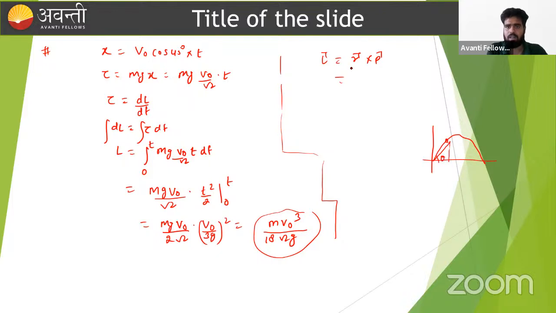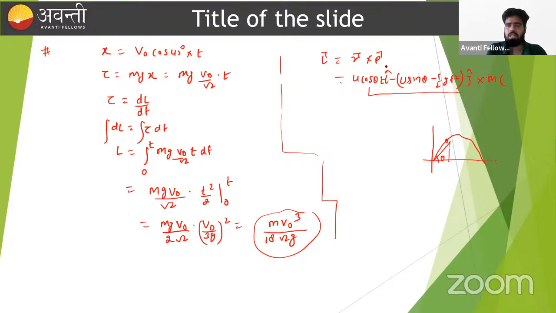If this angle is theta, we can write R as u cos theta t, u sin theta t minus half gt square. And if you want it in terms of i and j, this will be i cap and this will be j cap. I hope this is the vector R. And what is the vector p, beta? Vector p is nothing but m into v, so mass into velocity.